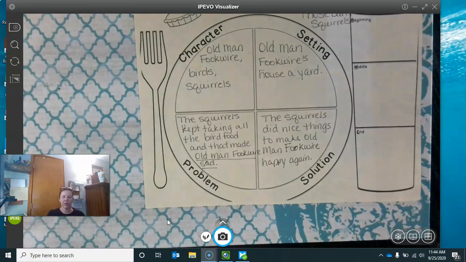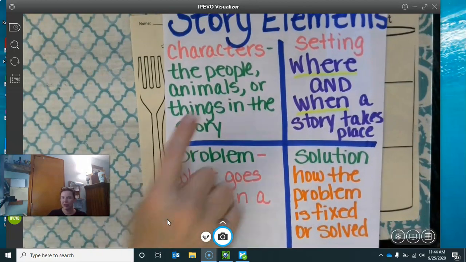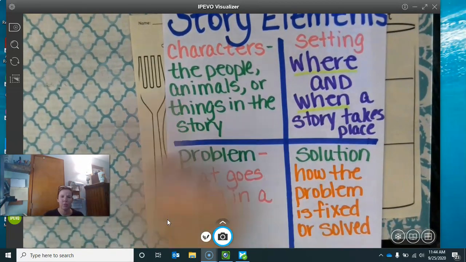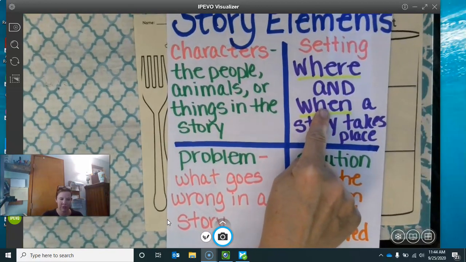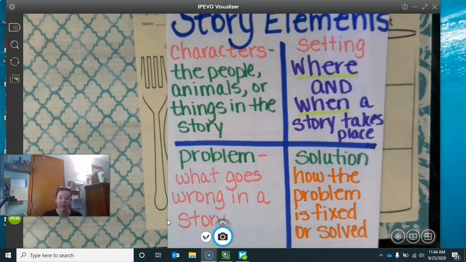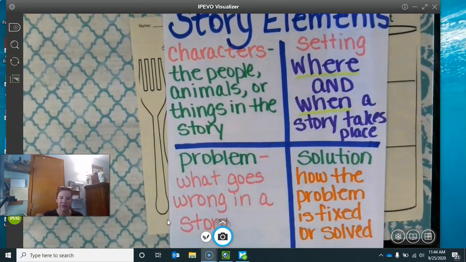All right. So in fiction stories, we have characters, we have settings, we have problems, and we have solutions. So that's just a short little lesson on story elements. So if you get asked a question, what is the setting of this book or this story? you know that it's the when and where. And if you don't know the when, that's okay, but you should know where the where is in the story.